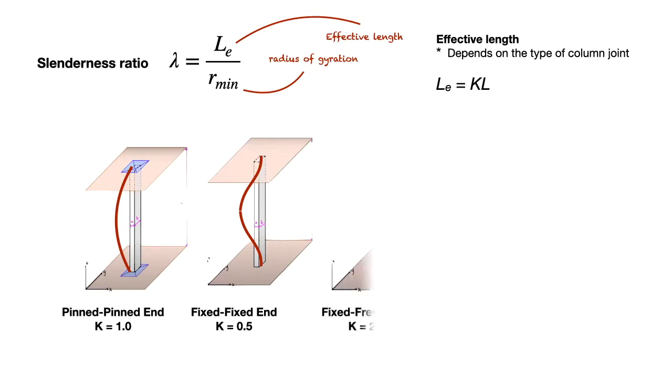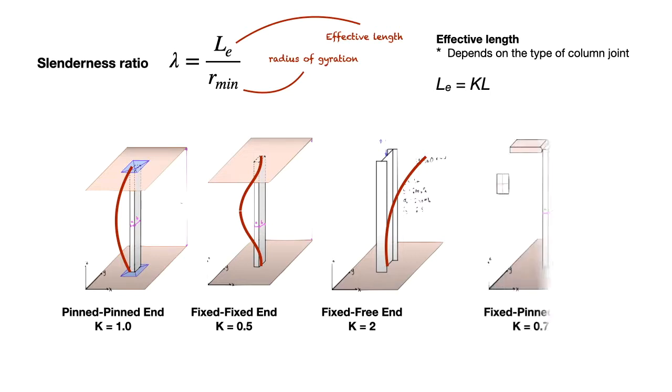The third type of joint is when only one end is fixed to the structure while the other end is free to move. This type of joint will likely buckle following this trajectory. Only half of the curve is shown, so to get the full curve, the K value becomes 2.